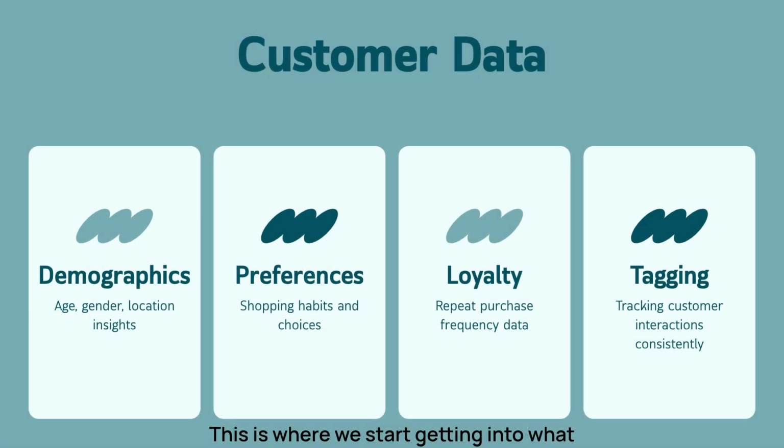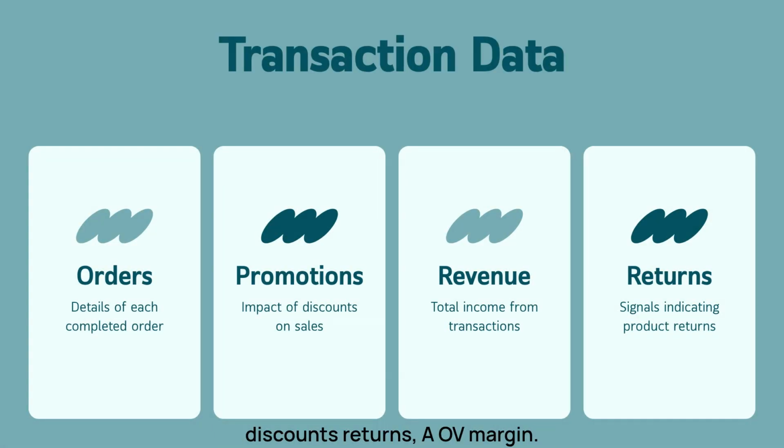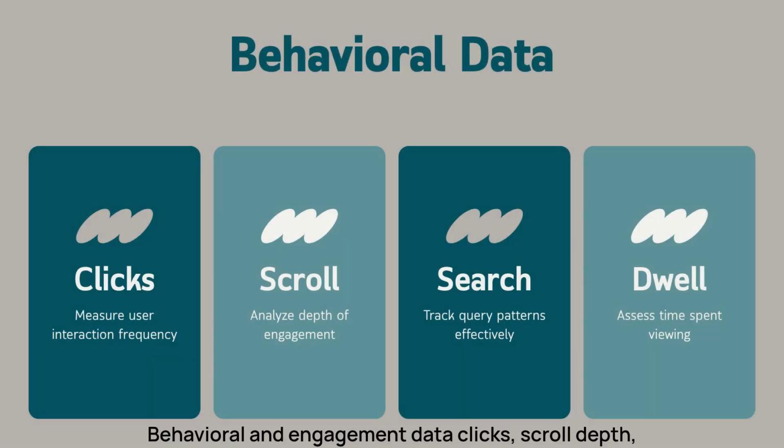This is where we start getting into what you will actually use as an analyst. And there are 4 primary data categories you need to master. 1, customer data: profiles, segments, behavior, loyalty, preferences. 2, product data: SKUs, categories, assortment, inventory, pricing. 3rd, transaction data: orders, revenue, discounts, returns, AOV, margin. 4, behavioral and engagement data: clicks, scroll depth, search queries, dwell time, bounce, store paths. Each pillar forms a piece of the retail ecosystem. Together, they give you the power to explain and predict outcomes.